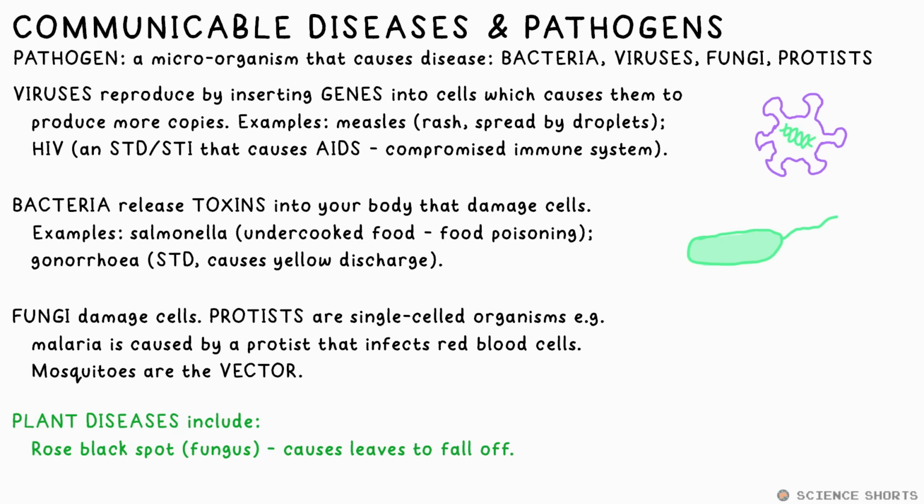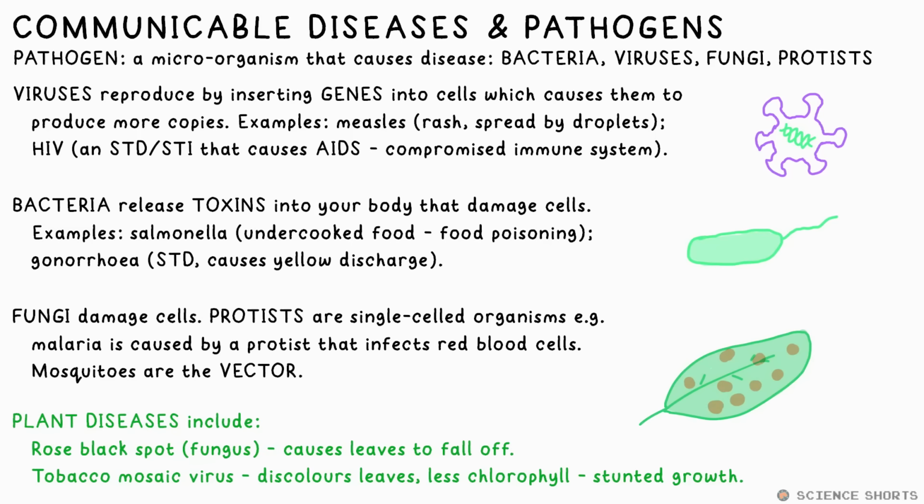It's not only animals though, plants are particularly susceptible to fungal infections like rose black spot. Purple black spots appear on the leaves and then they fall off. Such infections can be treated with fungicides. Tobacco mosaic virus affects plants by discoloring leaves due to inhibiting chlorophyll production. Less photosynthesis occurs, and that causes stunted growth.